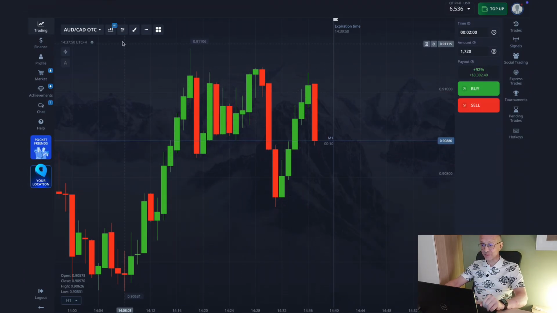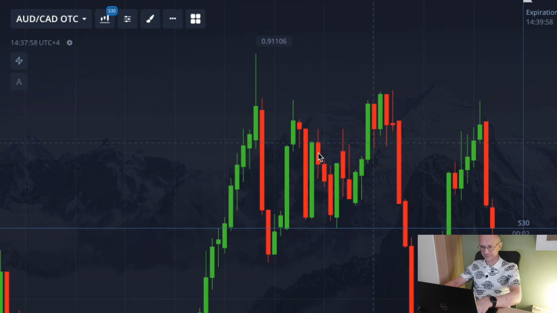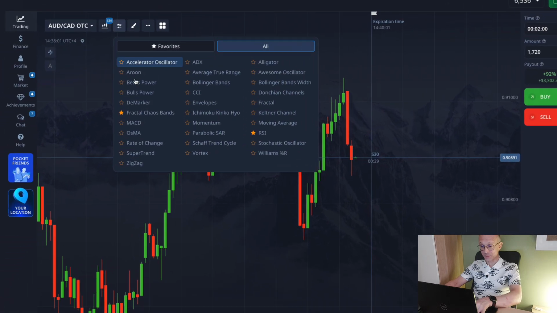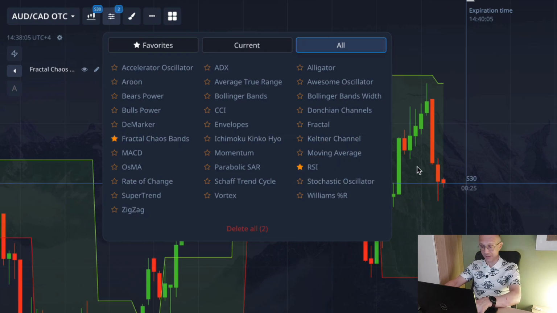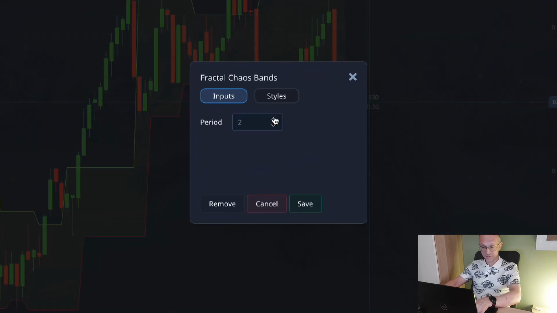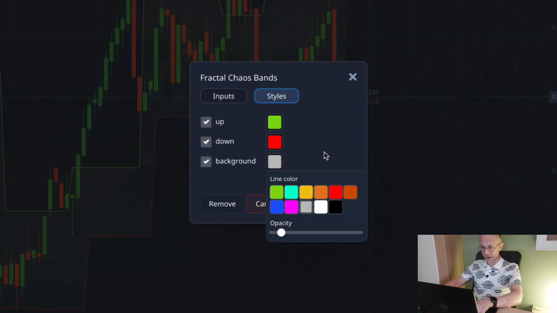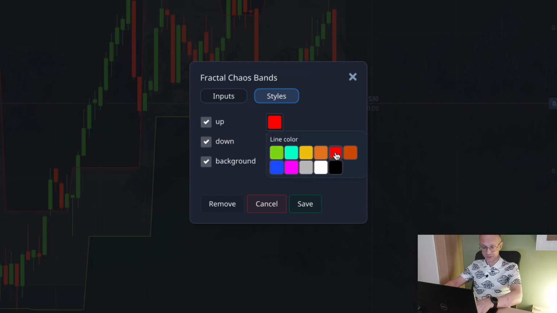First, let's prepare the tools for work. I'm setting classic candles and the time frame is 30 seconds. Let's go to the Indicators tab and select the Fractal Chaos Bands and the RSI. And let's configure the Fractal Chaos Bands first. Set the period to 3. Go to Style, set the background to gray, and set the downline to green and the upline to red, and save.